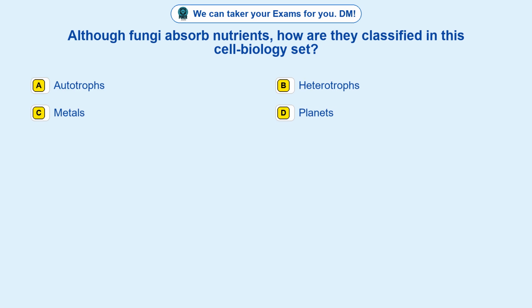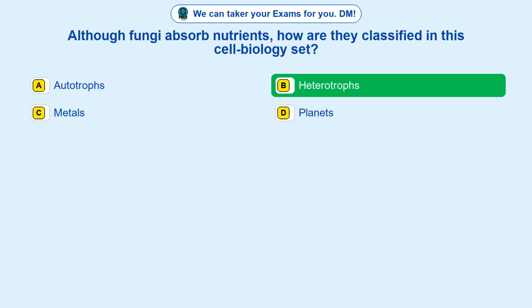Question 21. Although fungi absorb nutrients, how are they classified in this cell biology set? Option A. Autotrophs. Option B. Heterotrophs. Option C. Metals. Option D. Planets. The correct answer is option B.